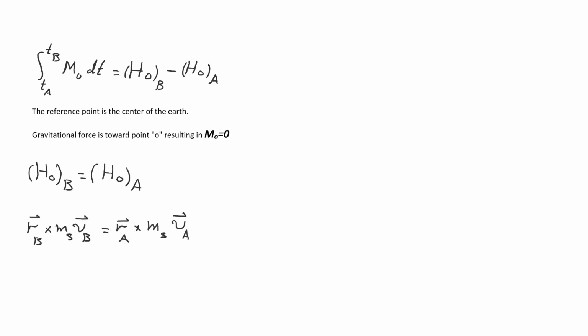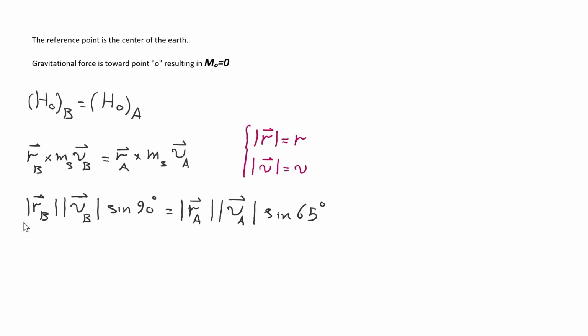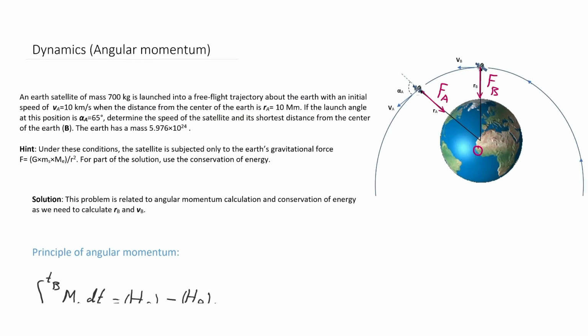And the next question is how I can calculate the cross product. It is the magnitude of the position vector times the magnitude of the velocity vector times the sine of the angle between them. From now on, I will write the magnitude of r as just r, and the magnitude of the velocity as just v. At point B, the angle between the position vector and the velocity is 90 degrees. And at point A, it is alpha A, and we know that's 65.